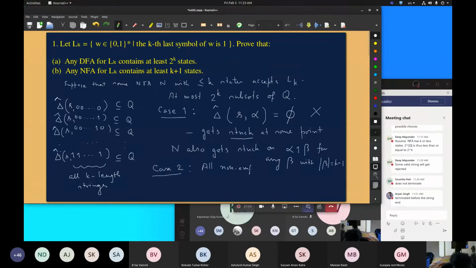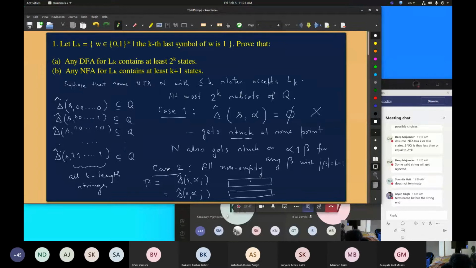Now I can apply the pigeonhole principle. So I must have some inputs alpha i, alpha j, such that delta hat of S alpha i is equal to delta hat of S alpha j. So that means alpha i and alpha j are two different strings, but the delta hat value, which is a subset of Q, is the same. Let us call it P.